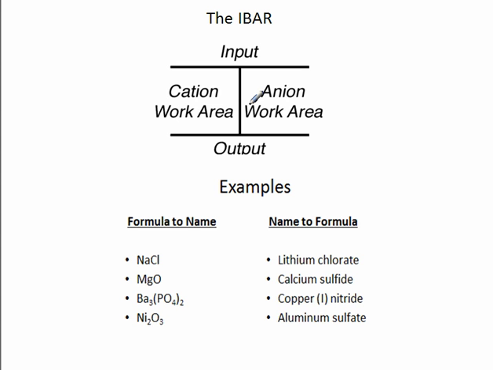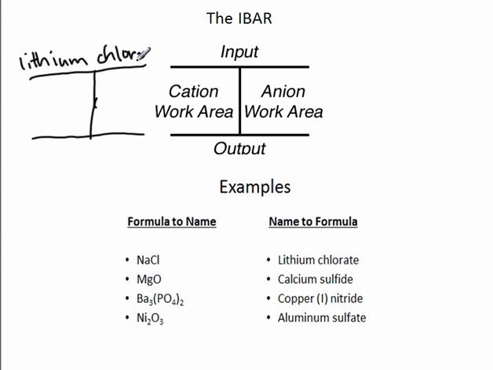We're going to start down here with our lithium chlorate. So if you look, lithium chlorate, we're going to draw an I-bar. Do my I-bar right up here. I was given lithium chlorate, so that goes up here in my input. And now I have to use my periodic table to figure out what my cation and my anion are.